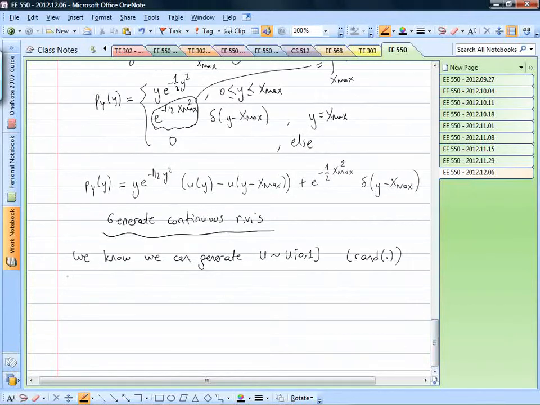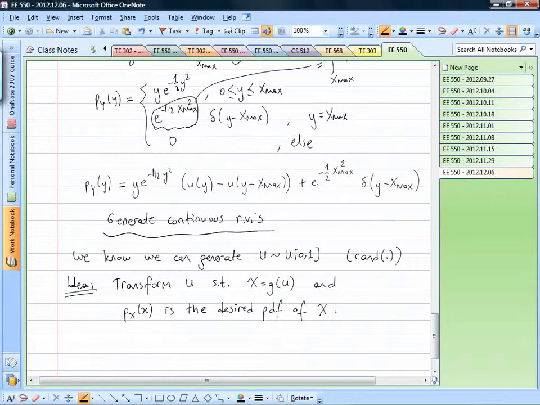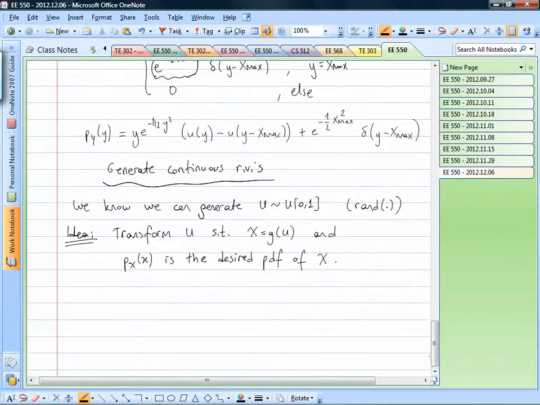Now the idea is to transform this uniform random variable such that x equals g of u and p sub x of x is the desired PDF of x. But which function should we choose? Actually, we briefly talked about this when we were talking about discrete random variables. So I'm just going to remind you the result.